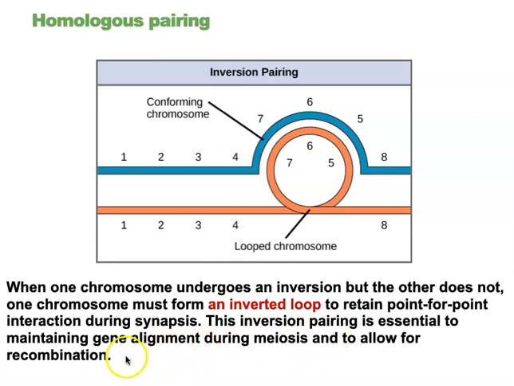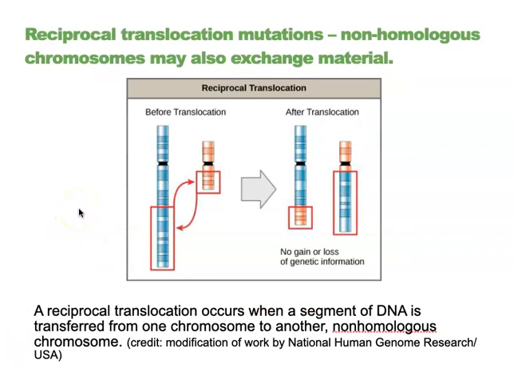Now, at some point in the synapsis, obviously something went wrong here. Maybe it flipped in the other direction, and that impingement caused the inversion that was occurring there. Now, ultimately, at the end of the day, we care about this because reciprocal translocations in non-homologous chromosomes can exchange material. And so what we're looking at here is a reciprocal chromosome translocation. Take a look at what's happening before translocation and after translocation from one chromosome to another non-homologous chromosome.